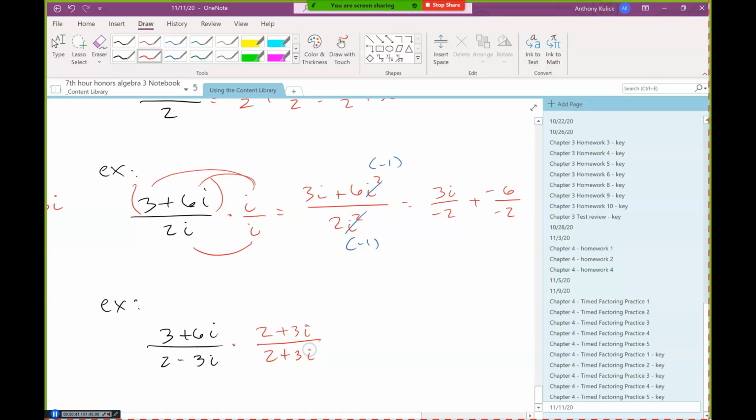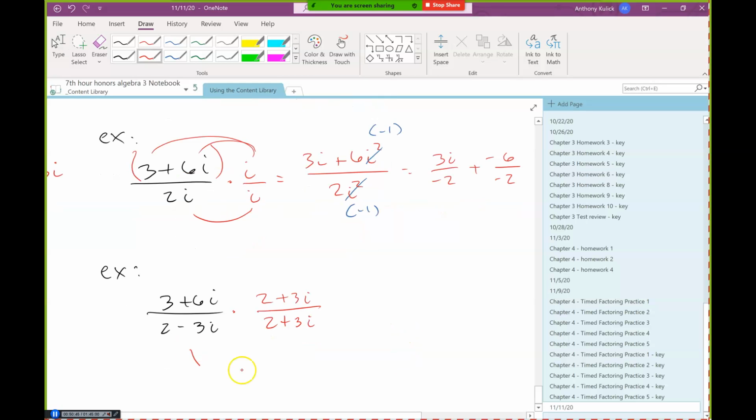I'm going to multiply the top and bottom by 2 plus 3i. That is called a conjugate, the name for that sort of thing, when it's the same binomial, just with the opposite sign in the middle. Notice that 2 plus 3i is identical to the denominator of my problem, except the sign in the middle is changed. Everybody okay with that? So that's the trick. So now we just FOIL out the numerator and denominator.